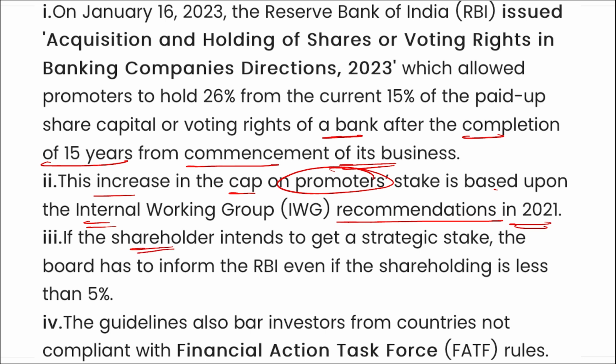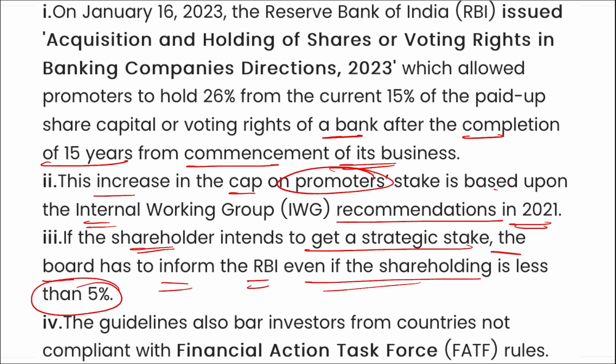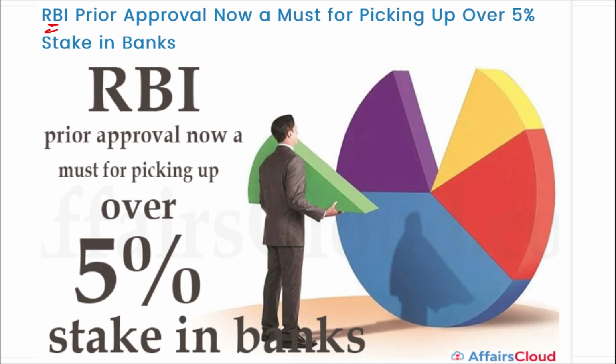If a shareholder intends to get a strategic stake, the board has to inform the RBI even if the shareholding is less than 10%. These guidelines also bar investors from countries not compliant with FATF, that is the Financial Action Task Force. Next, RBI prior approval is now a must for picking up over 5% stake in a particular bank. That means if you want to buy a stake or have equity in a particular bank and you want it to be more than 5%, then you have to take approval from RBI.